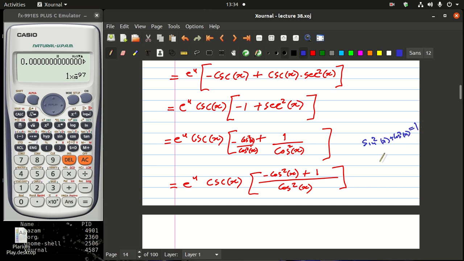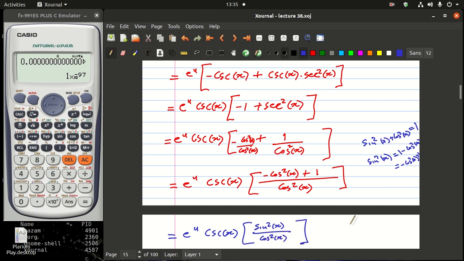Or if I have sine squared x, I know that this is always going to be, I take this to the other side, 1 minus cosine squared x, or minus cosine squared x plus 1. So this whole thing here is just the same as sine squared x. So this is going to be e to the power u of cosecant x times this one here, which is just the same as sine squared x divided by cosine squared x.